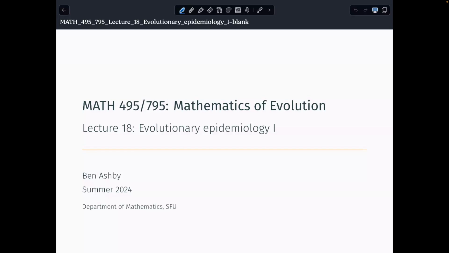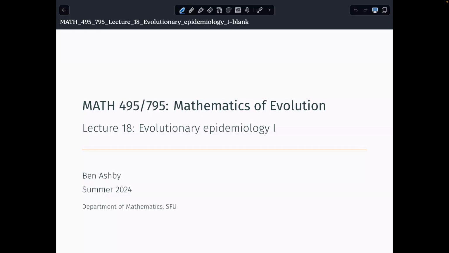Today, we are going to be starting our exploration of evolutionary epidemiology. This is a pet favorite of mine. As some of you know, I'm interested in understanding infectious diseases and how they spread and how they evolve, and in turn, also how they affect the evolution of their host populations. So this is my main area of research interest.